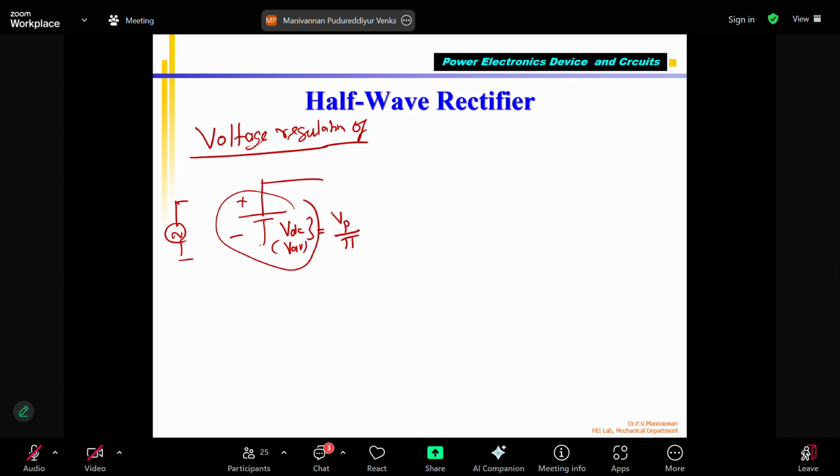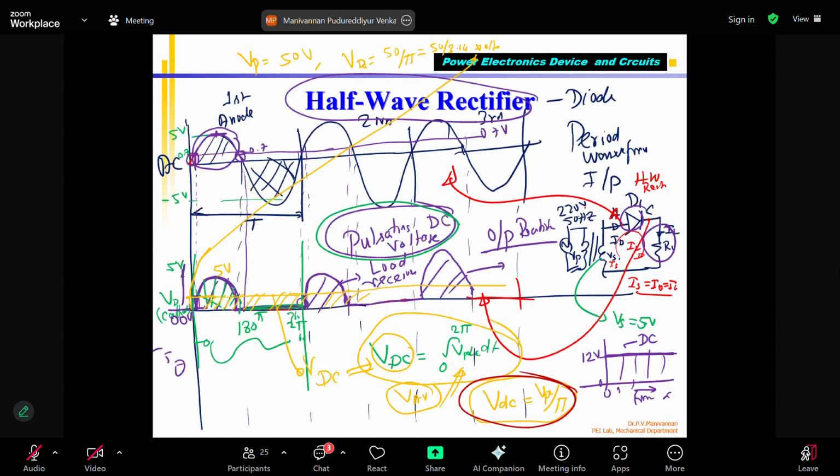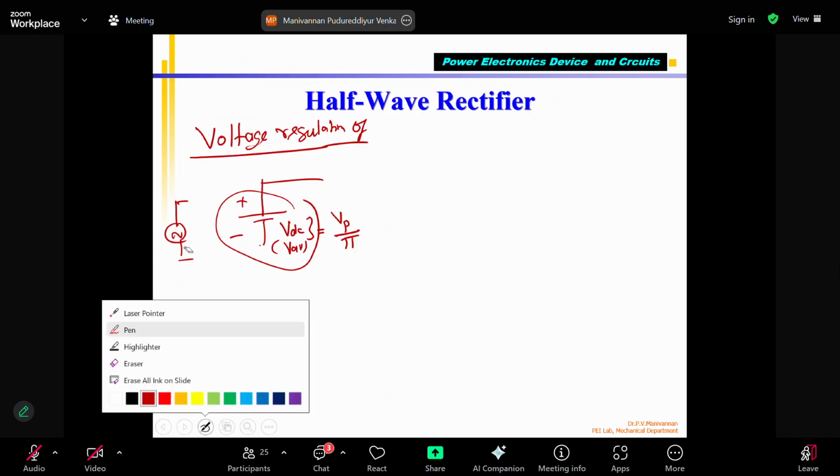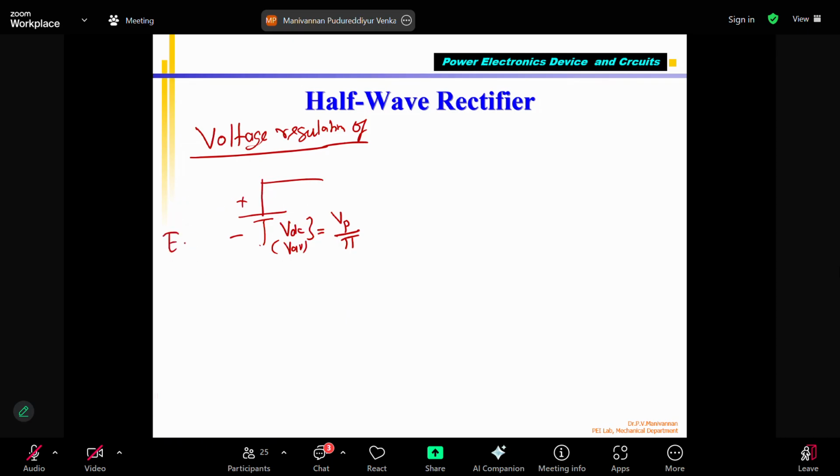Now this circuit can be replaced by this circuit. This is called an equivalent circuit of the half wave rectifier. This is VDC. That's why I believe this VDC is nothing but V peak divided by pi, which I am already computing. If V peak varies, this VDC will vary, pi is a constant.